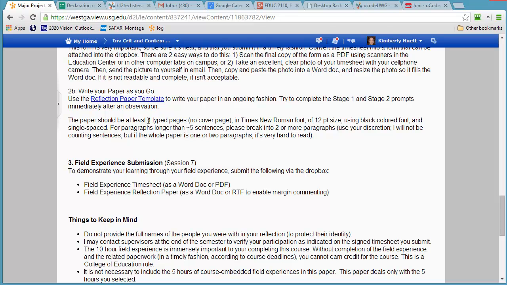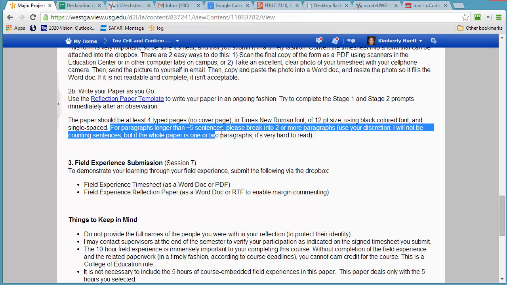The paper should be at least 4 typed pages, and I added those page lengths so that I think that makes sense. It probably needs to be longer. I mean, it can definitely be longer. 12-point size, please use black colored font. I like single space, so please single space it. Please break your paragraphs down into chunks, into smaller paragraphs.